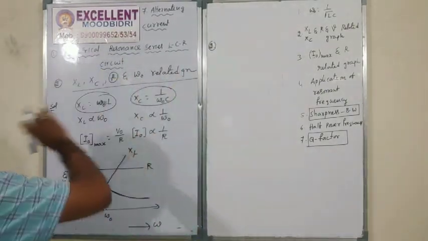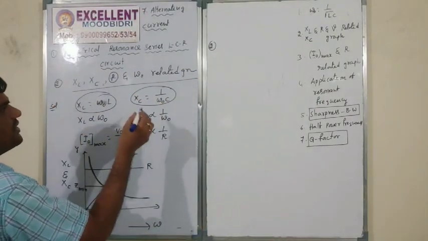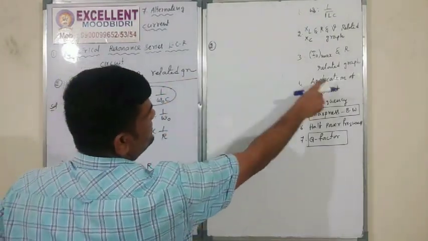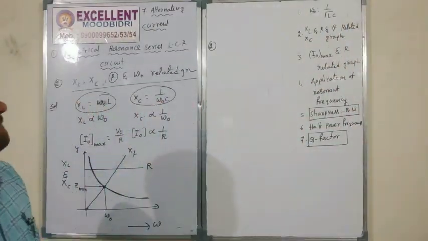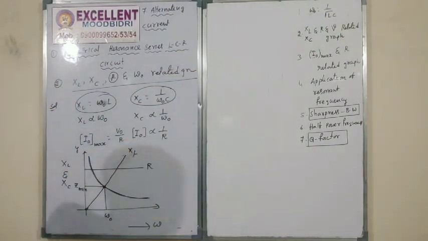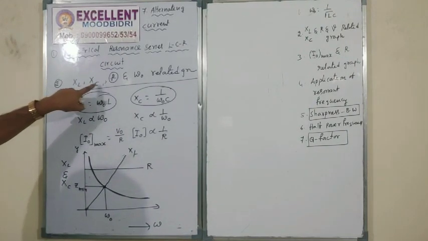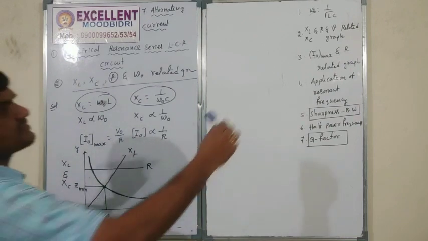Next, the second graph. What is the second graph? The relation between I and omega. So here I is given. So the second graph is finished. The second topic is over: the relation between XL, XC and frequency. That is the graph. So next, the third one.